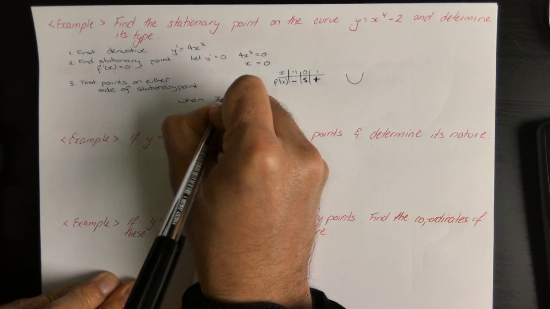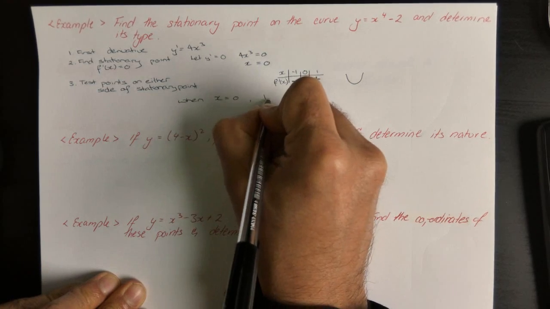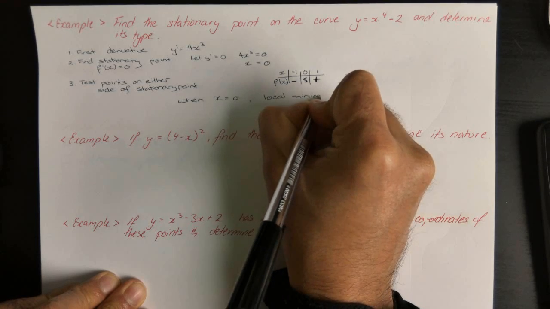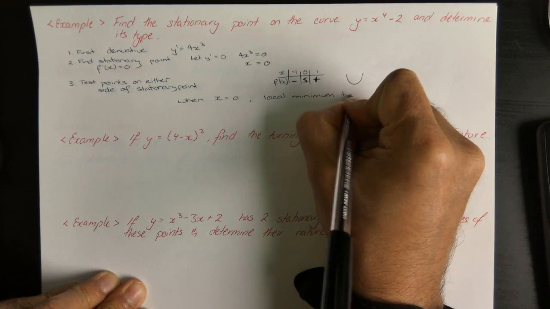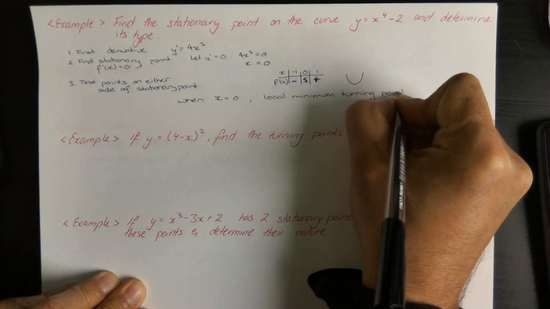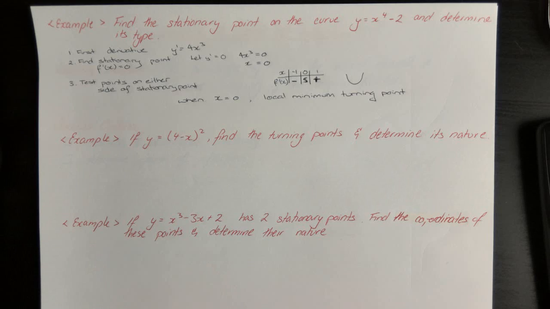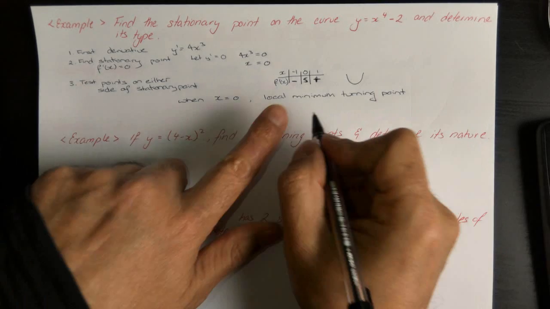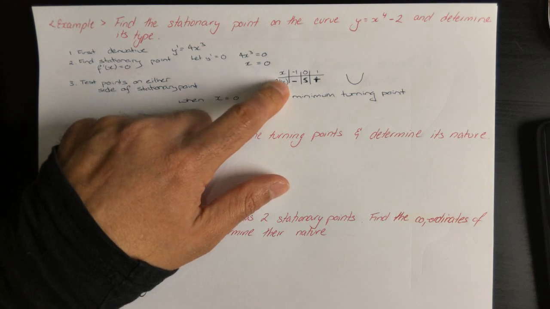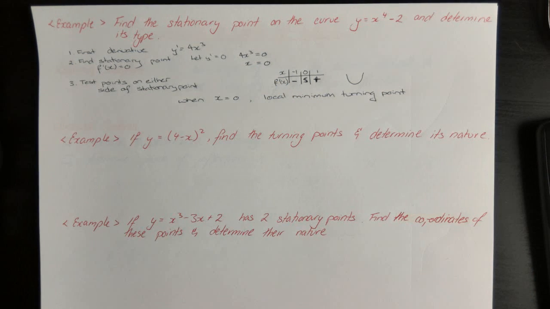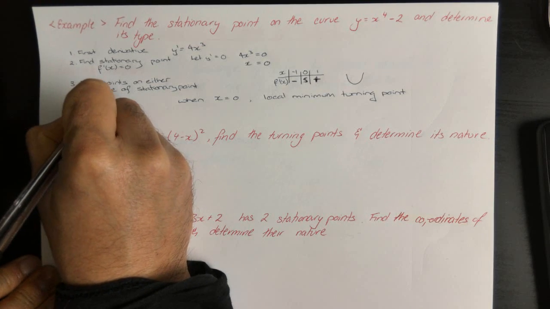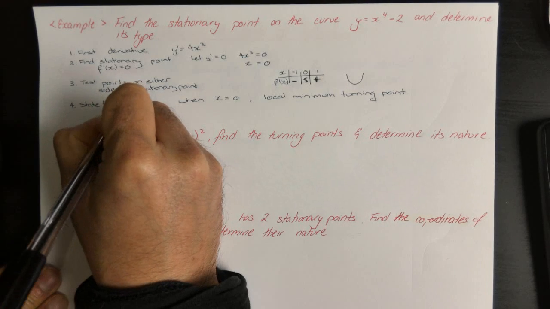So when x equals 0, we get a local minimum turning point. It could also possibly be the global turning point, but we definitely get a minimum turning point. You can ignore the local and global for this stage because we don't have a set domain. The next example is to state the type of stationary point.